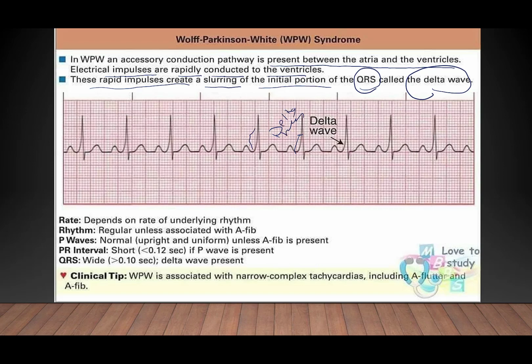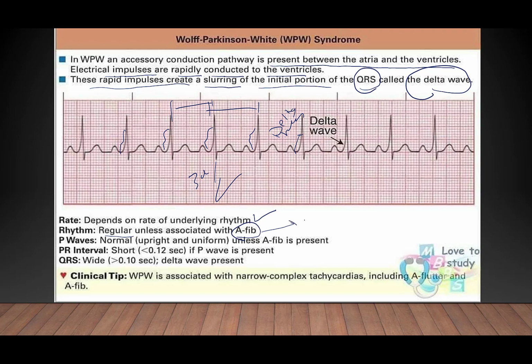Okay, this is delta wave. The rate depends on the underlying rhythm. If it's regular, then we calculate it again and again as 300 over the PR to R interval. Okay, regular unless associated with atrial fibrillation.